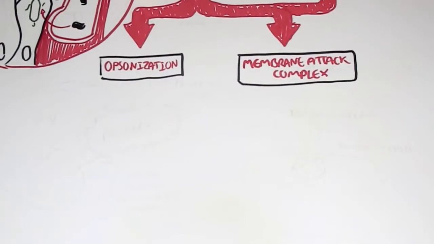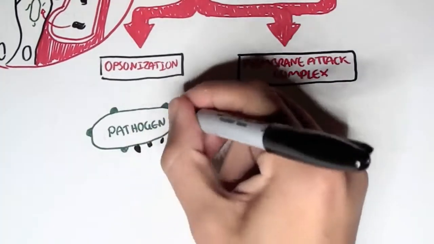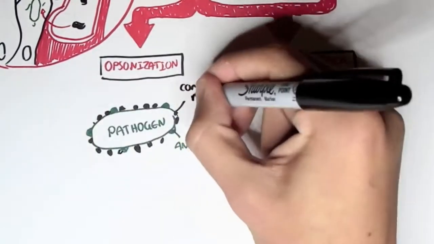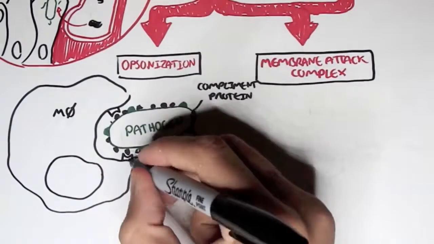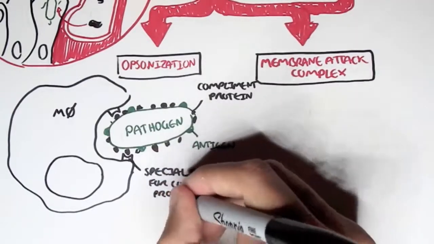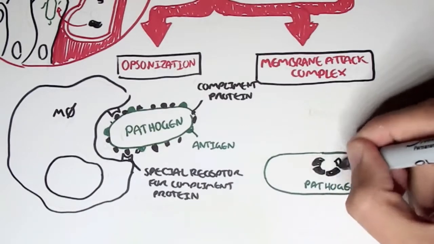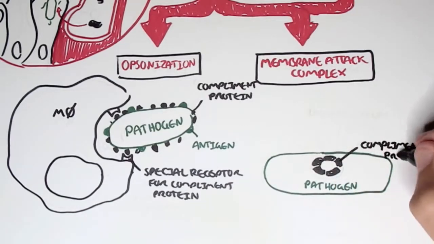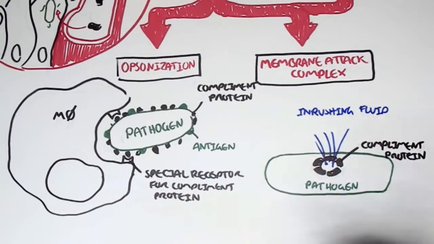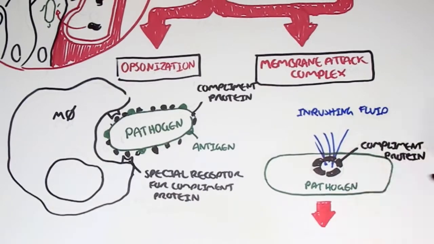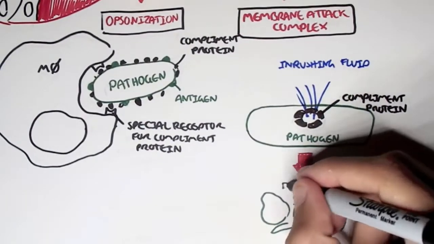So what does opsonization mean? Well, opsonization is a process where the complement proteins essentially coat the outer surface of the pathogen, which allows phagocytes, in this case a macrophage, to engulf the pathogen much more easily, because the macrophage contains special receptors for specific complement proteins. Complement proteins can also make a membrane attack complex. A membrane attack complex is essentially when a group of complement proteins makes a hole in a pathogen, which causes inrushing fluids, creating an imbalance in osmolarity, which causes the pathogen to lyse, to be destroyed.